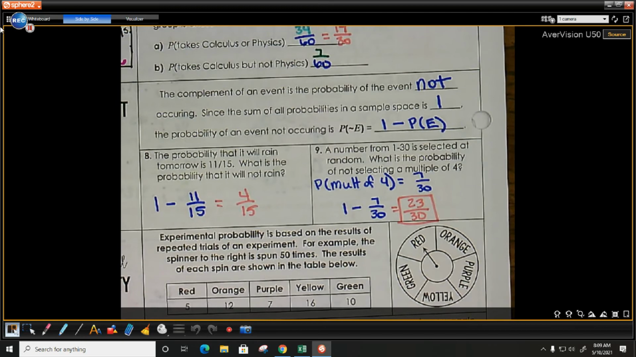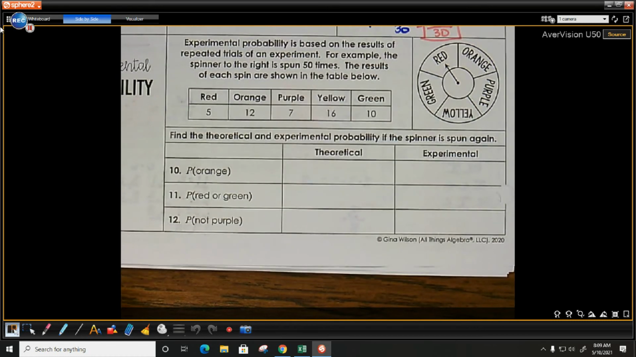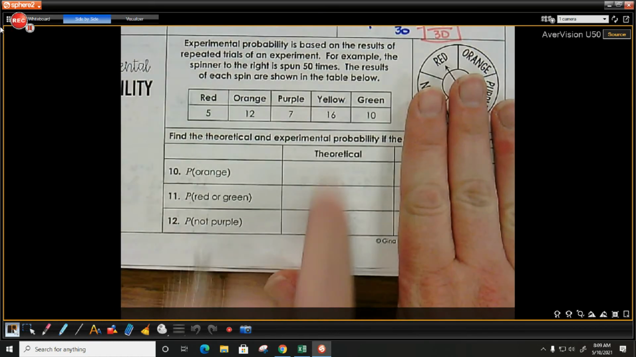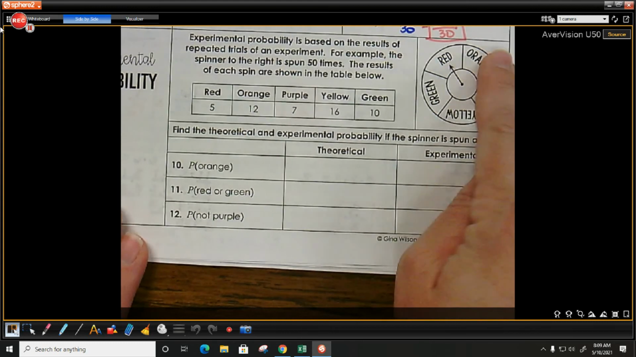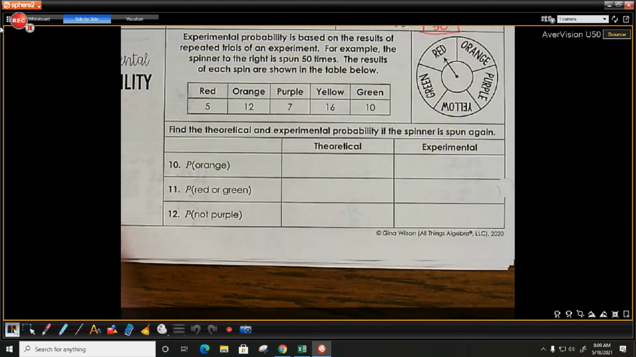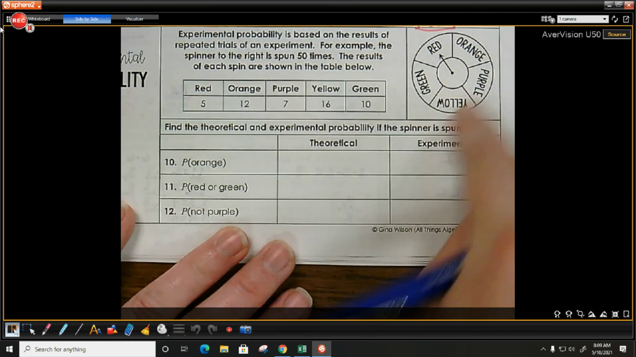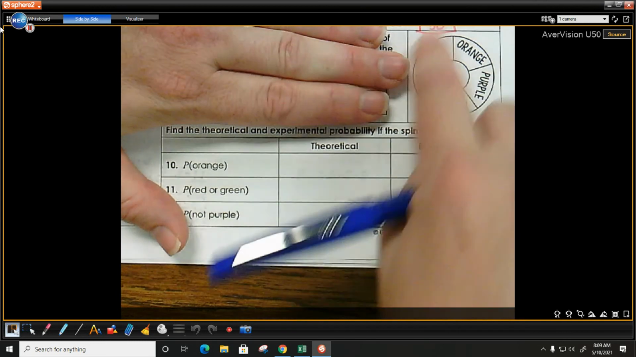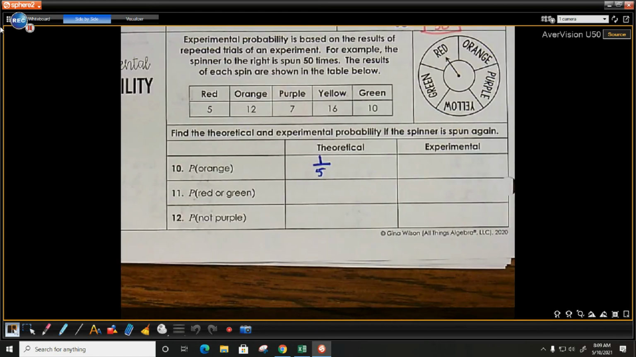Okay, now we are going to go to experimental probability. We've been doing theoretical, what you would expect to happen. Now we're actually going to look at when somebody did these experiments. First, we're just going to fill out the theoretical probability, and then we'll do the experimental. There are 1, 2, 3, 4, 5 possible outcomes, colors. So what's the probability of spinning an orange? How many oranges are here? 1. Out of how many possibilities? 5. We are just doing the theoretical. We're not looking at the actual experimental yet.